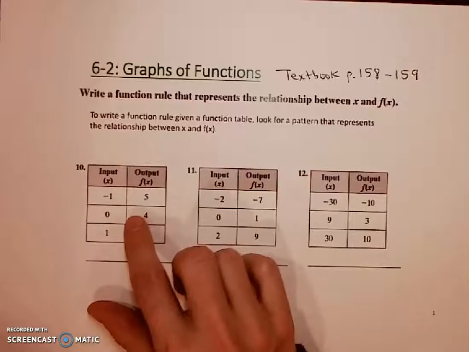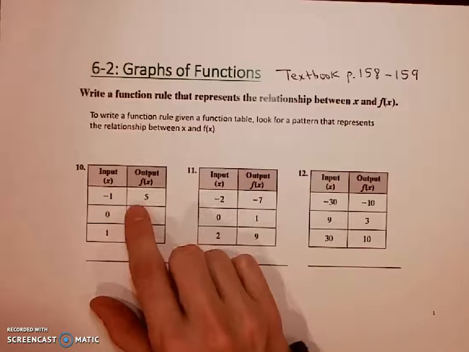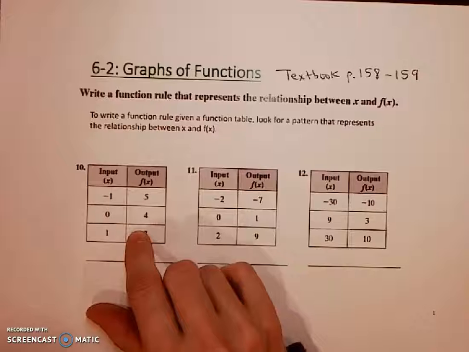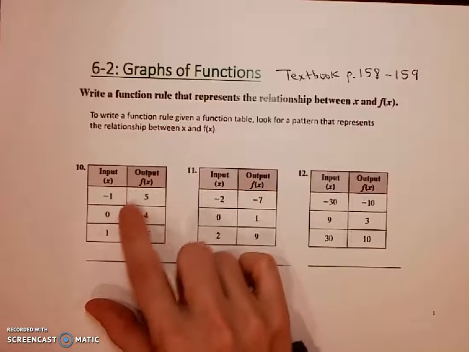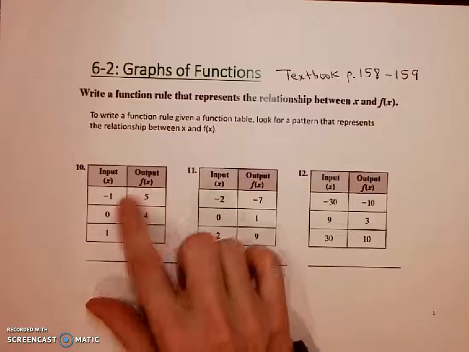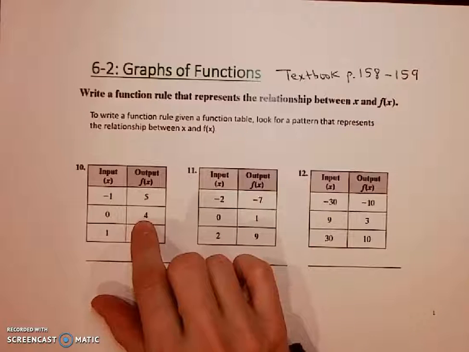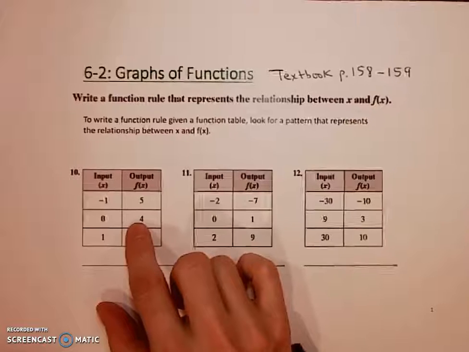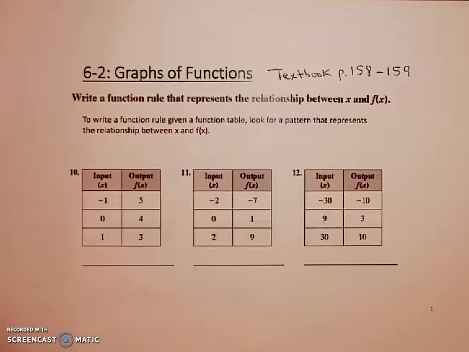When I look here at number 10, for example, these are coordinates. If I plot -1, 5 on a coordinate plane, 0, 4, and 1, 3, this is going to form some sort of pattern which would have a name, and the name of this pattern would be the name of my function. So what we're trying to come up with is a function rule. A function rule is just an equation, no different than if I said y equals, say, 3x, or y equals x plus 5.